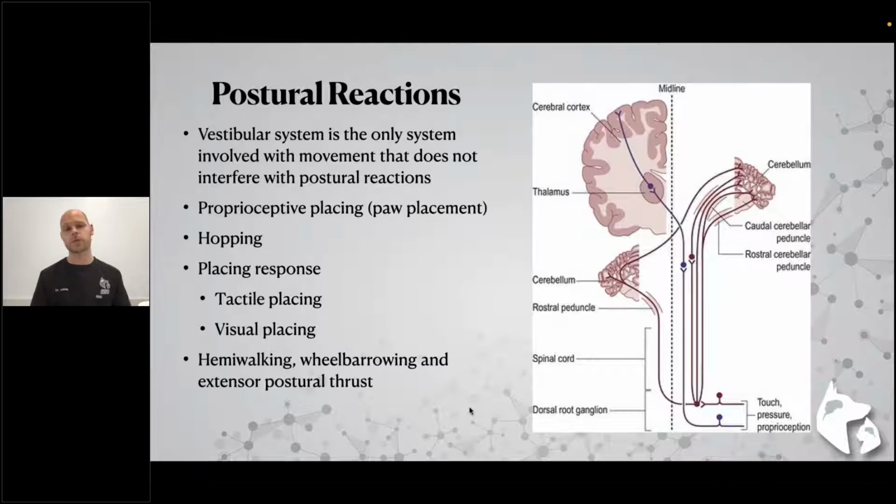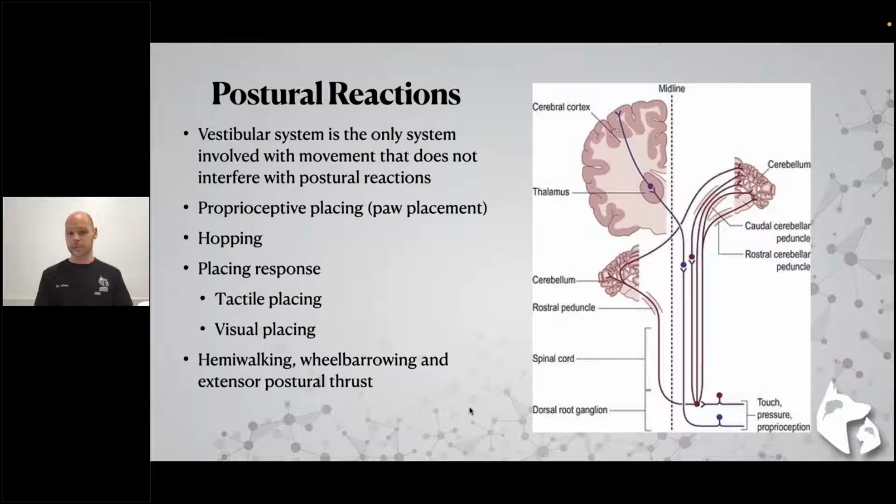You can also test proprioception with hopping, and again, be very, very careful with a large breed when they're off balance already, because you're kind of knocking them off balance while watching them hop. So again, just be very, very careful when you're doing that with a dog that has vestibular dysfunction.